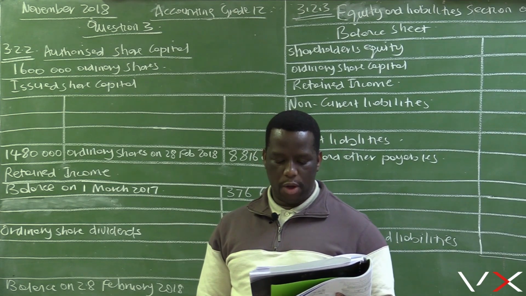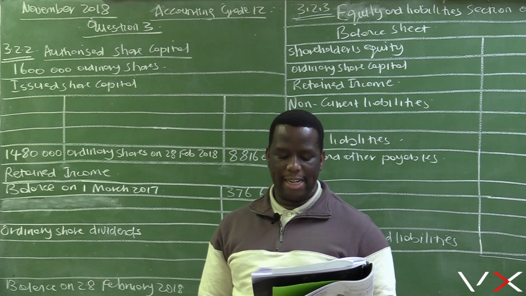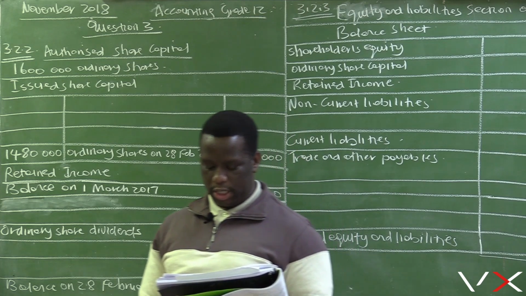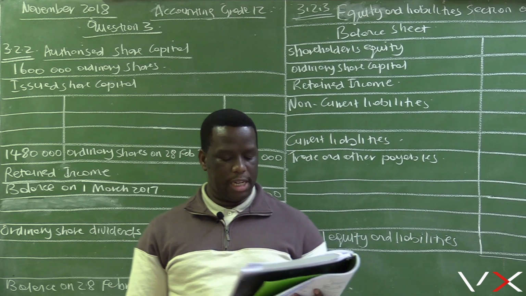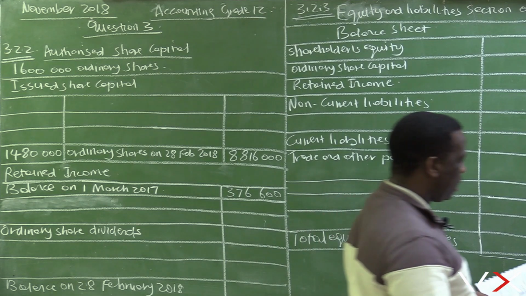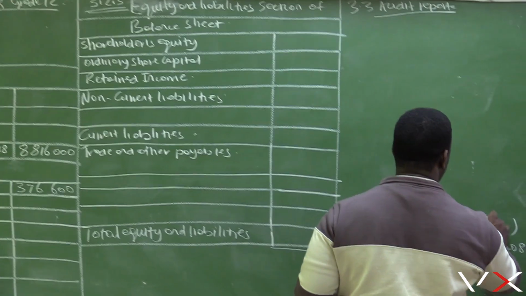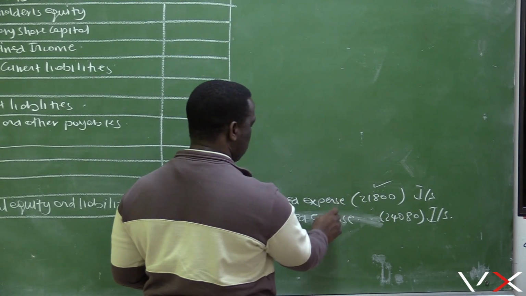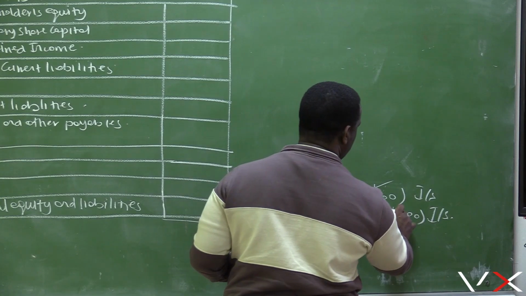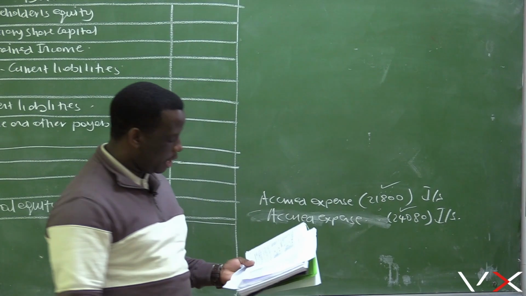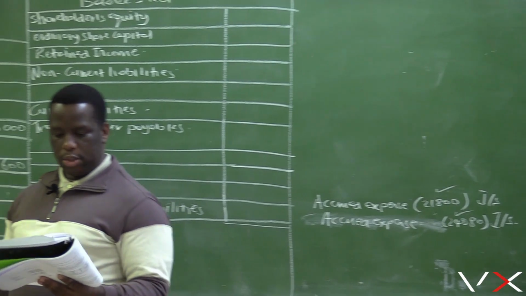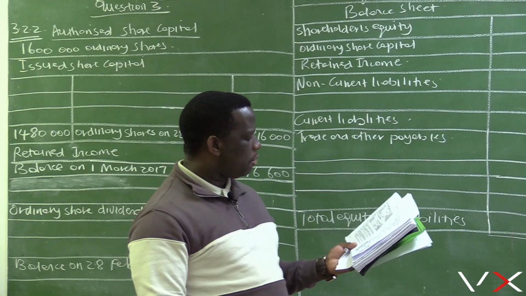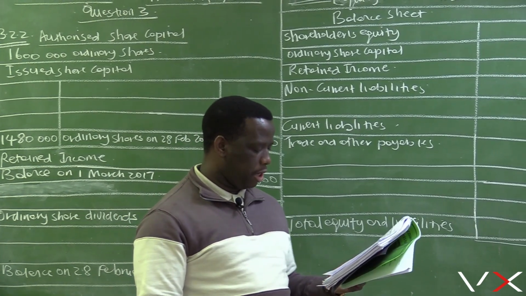3.2, Tembiso Ltd, you are provided with information for the financial year ended 28 February 2018. And 3.2.1 is the income statement, which has already been done. From the income statement, we noted that there was an accrued expense of 21,800, and there was also an accrued expense in respect of audit fees, and an accrued expense in respect of rent, which is 24,080. This should also be recorded in the balance sheet. So let us then do 3.2.2.